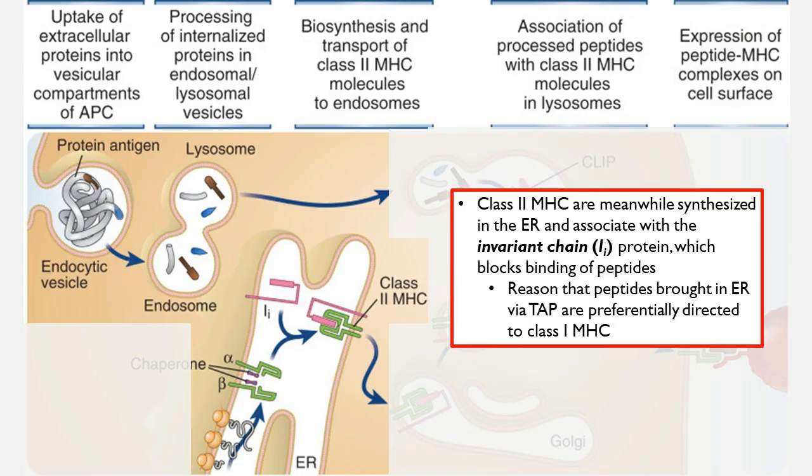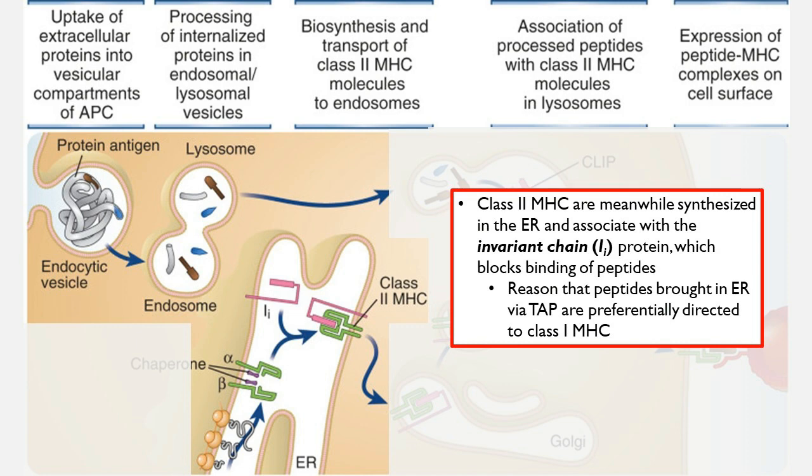Now, while these protein antigens are being processed by endosomes, lysosomes, and later stage phagolysosomes, Class 2 MHCs are being built in the endoplasmic reticulum. Now, if you remember, Class 1 MHC construction is also occurring here, and you have the TAP transporter that brings in processed antigens from the cytosol to the same place.